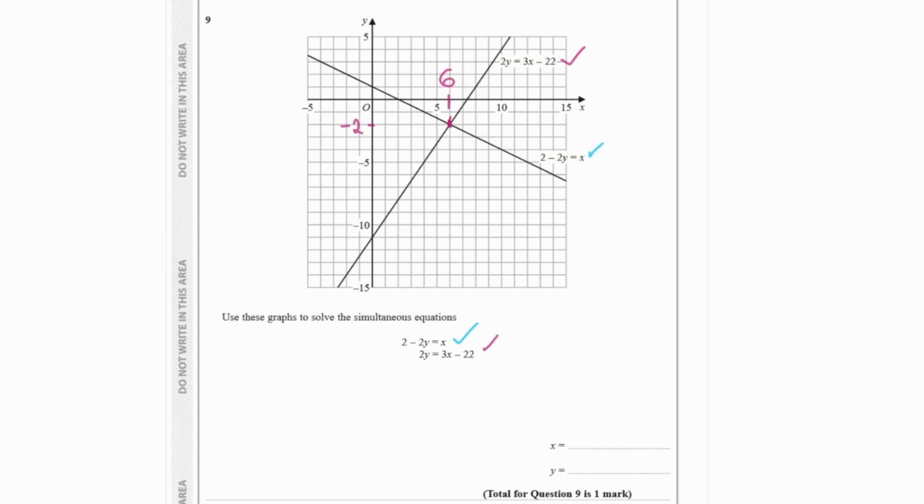The y-coordinate here would be minus 2. So we can just write this as our answer, where x is equal to 6 and y is equal to minus 2. So this was a 1 mark question, and we would get the full 1 mark for giving both the correct coordinates for x and y.